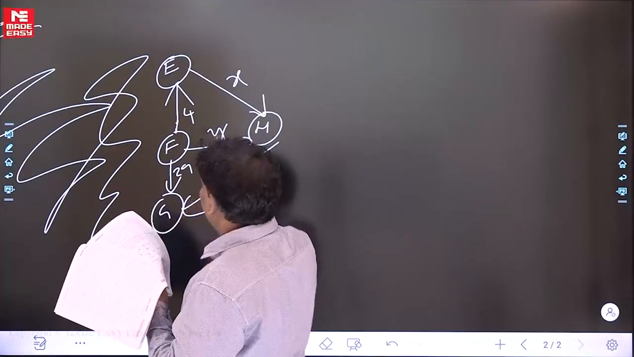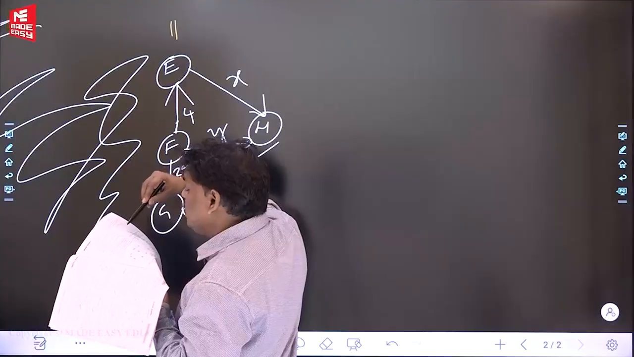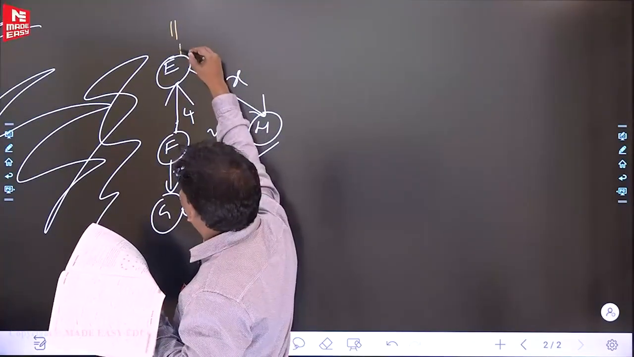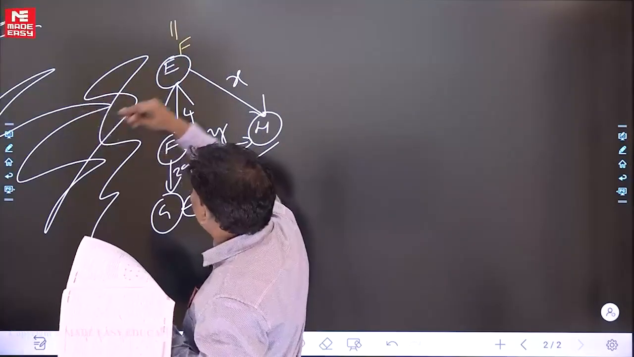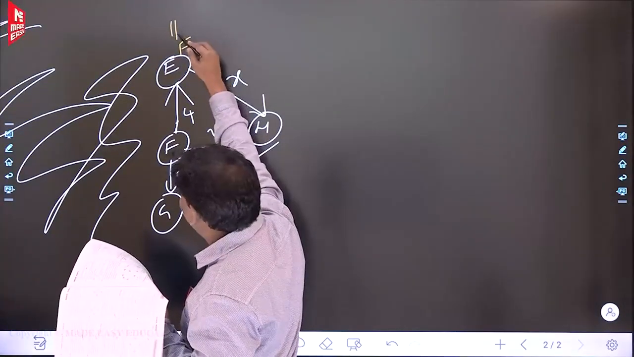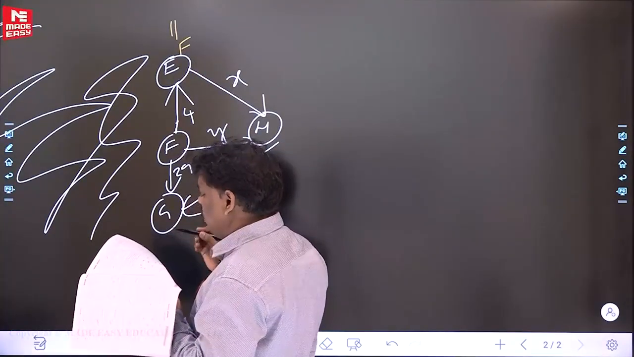What is the E dot distance? It is 11, see the table. What is the parent? F. He got the best answer. To go from source to E, the best answer is 11, and he got it from F. Go to F also, see the table.